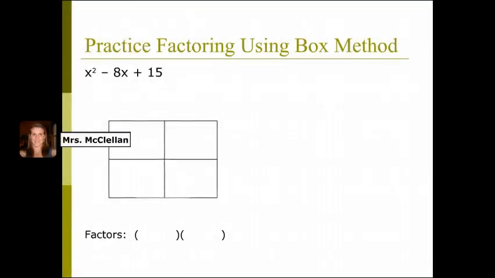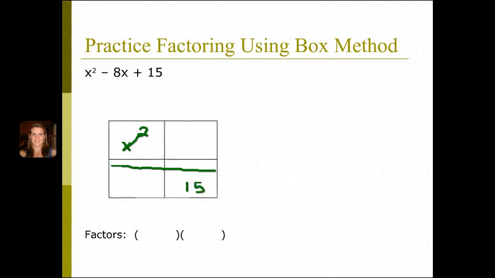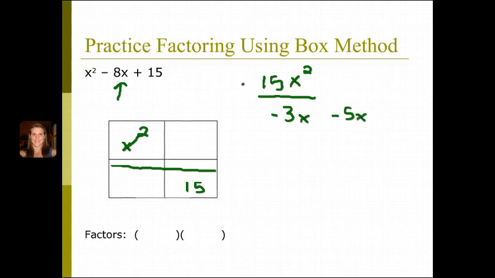Our next example, again, fill the boxes. X squared is in the first box, 15 is in the last box. Multiply them together and you get 15x squared. And we're looking for our factors that add up to -8x. So we've got -3x and -5x. Remember, a negative times a negative gives us a positive. So fill your boxes.